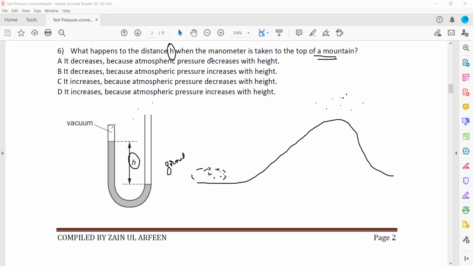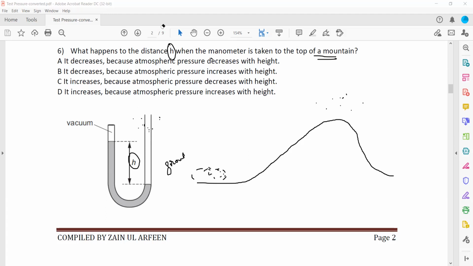Look, this side is closed, you can see it is closed here, and here is a vacuum. And here you have air particles. On the ground, there are more air particles, so they're pushing more and there's more pressure. That is why it will force more liquid to rise. But as you take this manometer to a higher altitude, the number of air particles will decrease.